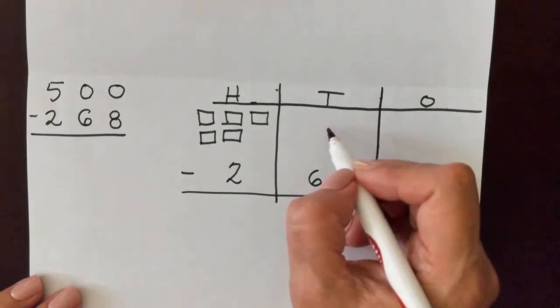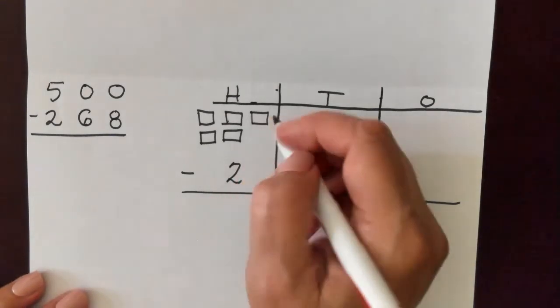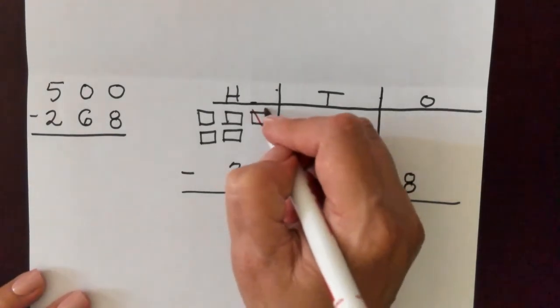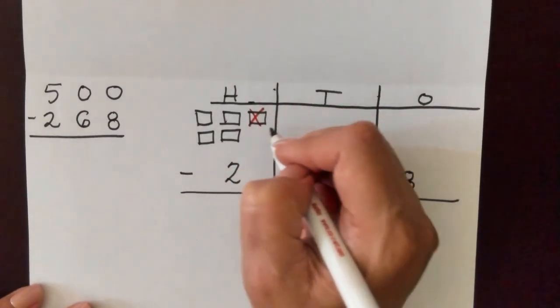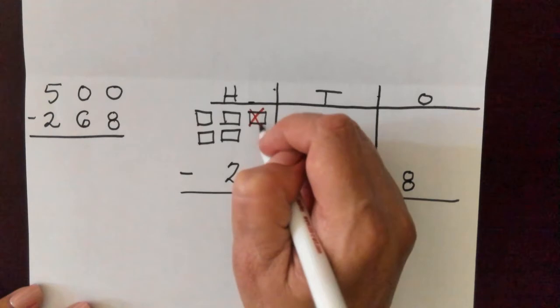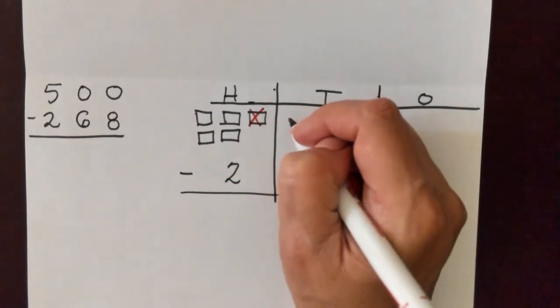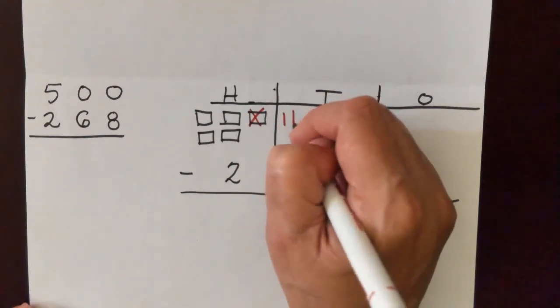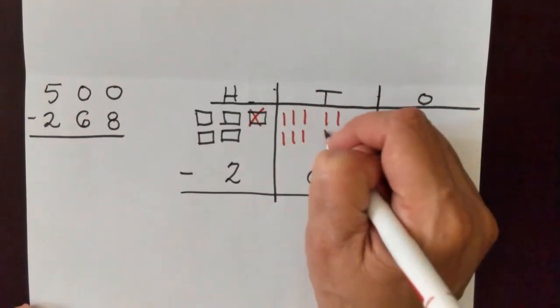So the tens don't have anything. So the tens go to the hundreds place. The hundred says, sure, you want to borrow? I have plenty. So 100 equals how many tens? 10. 1, 2, 3, 4, 5, 6, 7, 8, 9, 10.